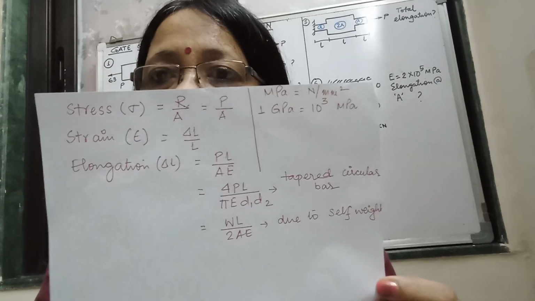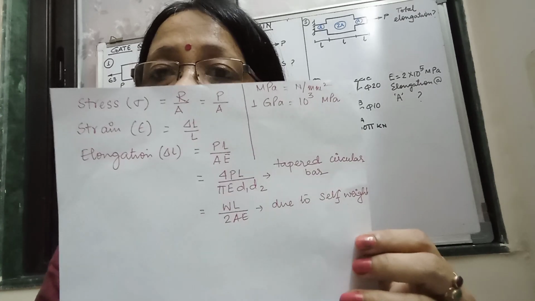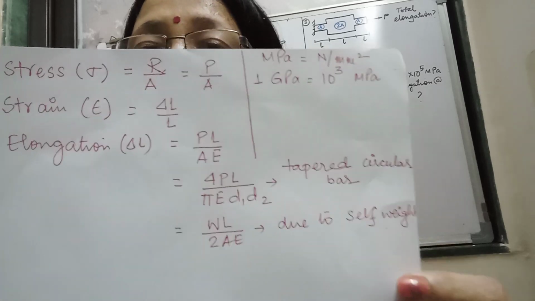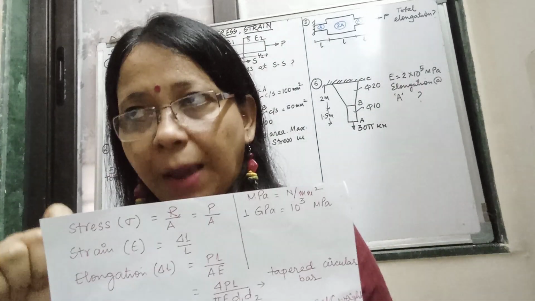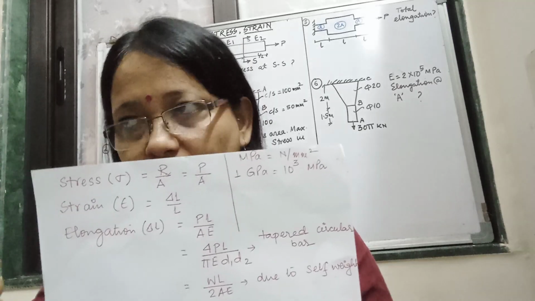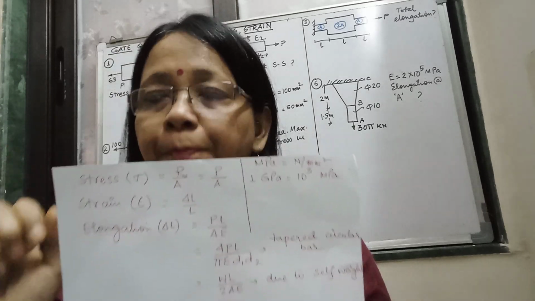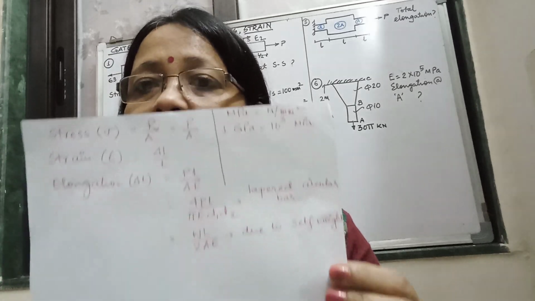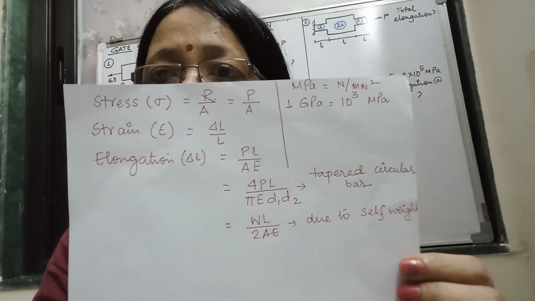Then what is strain? Strain, the symbol is epsilon, is the change in length by original length. So what is change in length? Whenever you apply a force to a body, the body elongates. If it is a tensile force, then it will elongate. If it is a compression, then it will shorten, correct? So strain is the change in length divided by the original length, that is delta L by L.